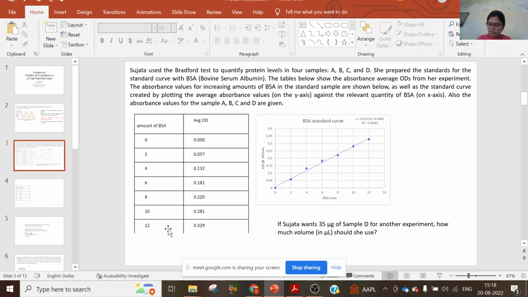It's 11.02. Yes, correct. You're right. Now, 11.02 microgram, and you are using 2 microliter of sample for your Bradford assay. So, using that information, can you calculate, if your amount is 35 microgram, what will be the volume required? Generally for Bradford, 2 microliter of your sample is required.